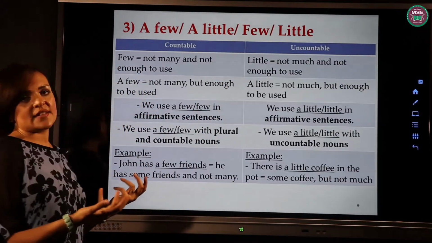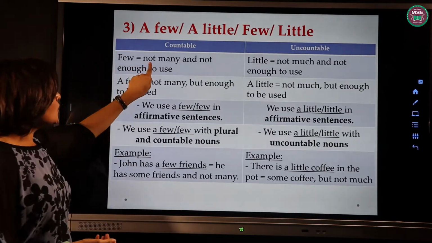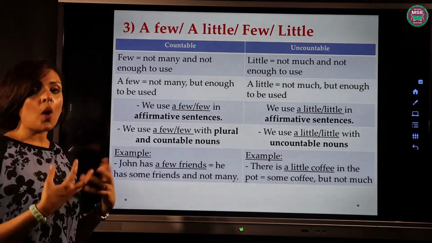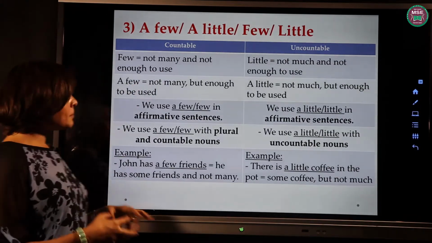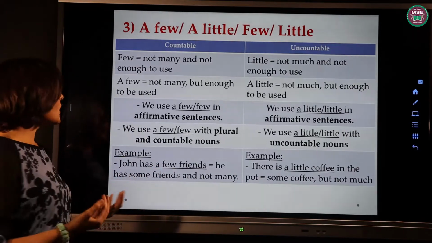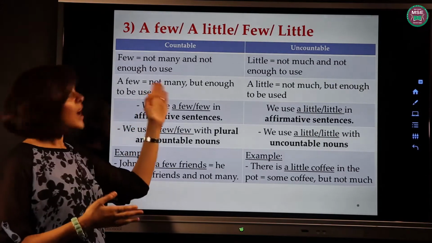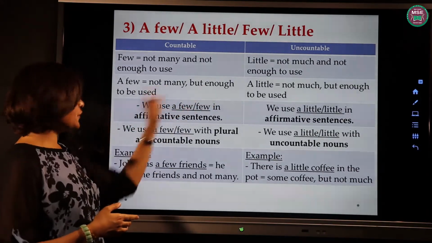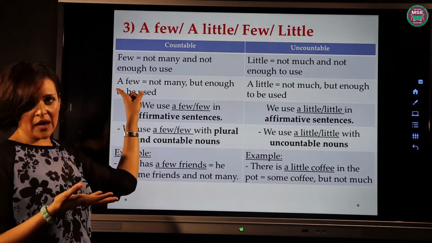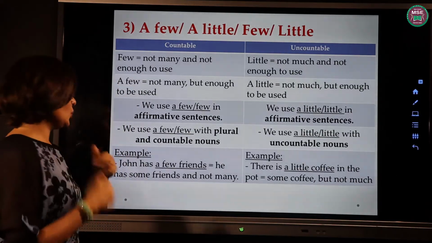Okay, what is the difference then? Few means not many, and also not enough to use. What about a few? A few means it's not many, but it's enough to be used. So I'm happy when there is a few amount, but I'm sad when it is few.